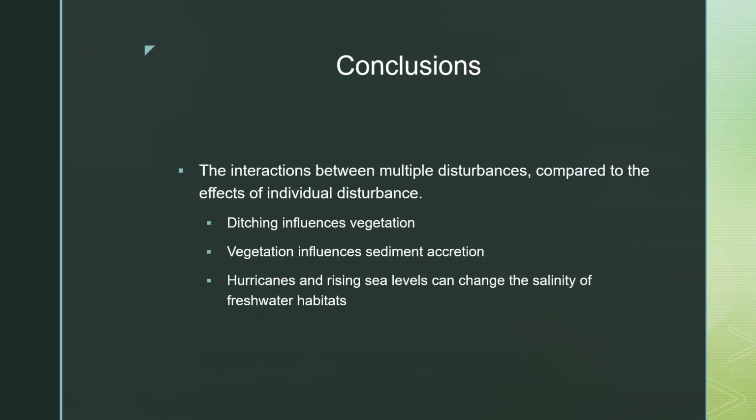One of our main conclusions was that we know a lot about how individual disturbances impact a site, but we don't know as much about how multiple disturbances will influence coastal marshes. So if a marsh is hit by two disturbances, we don't know if they're going to create more damage or if they're going to balance each other out.